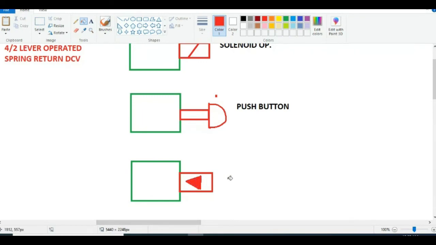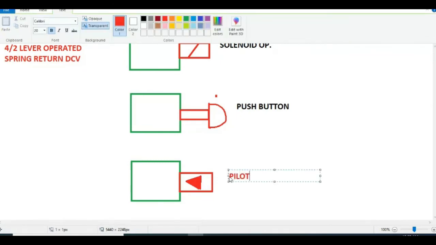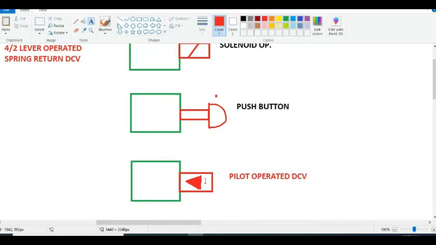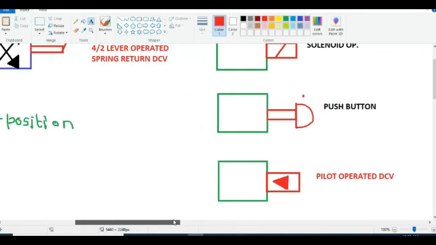We can say it is pilot operated. The name is actually pilot operated direction control valve, and the actuating method is the pilot pressure. If the arrow is filled, you can say the pressure line is hydraulic. If it is blank, then you can say it is pneumatic. Here I have sorted a few types by which you can actuate the direction control valve.